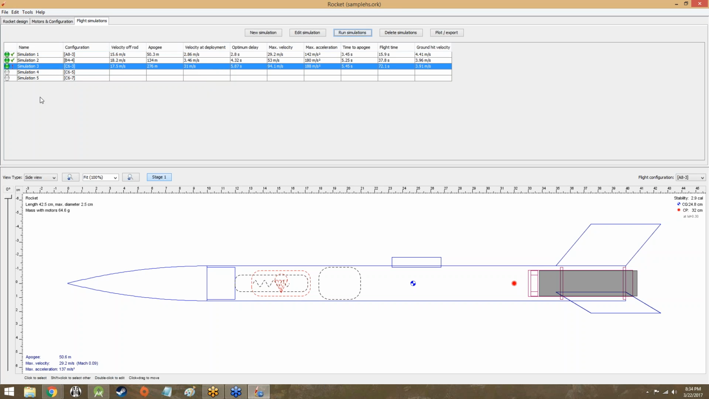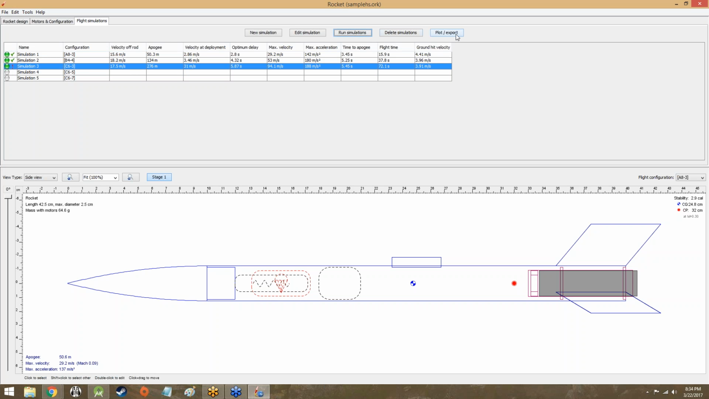So yeah, 31 meters per second, we've got a red exclamation mark here. If we mouse over this, it says warnings, recovery device deployment at high speed, 30.9 meters a second. That is really fast. In fact, that is about a tenth the speed of sound. That's why that's there, because that parachute deploys when the rocket is still moving really quickly.